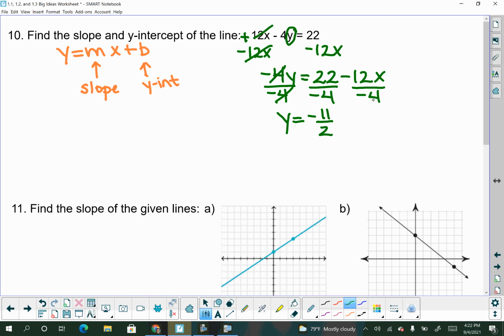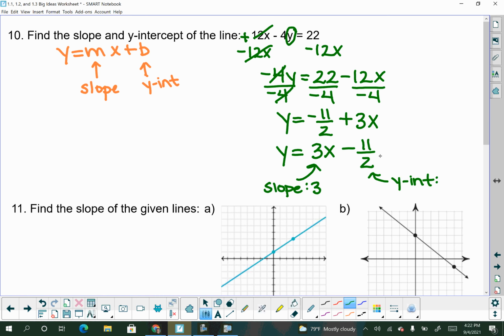Negative 12 divided by negative 4, that actually divides in evenly. It's positive 3 in front of my x. Now, you'll notice this looks really similar to our slope-intercept form over here, but the x term isn't first, so this is an optional step: you could switch your terms around. The 3x first, the negative 11 over 2 second. And then you can easily see that your slope is 3, just the number in front of the x, and the y-intercept is the number that's all by itself, our constant, negative 11 over 2, or you could say negative 5.5.